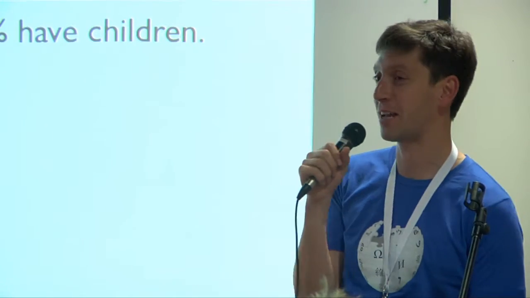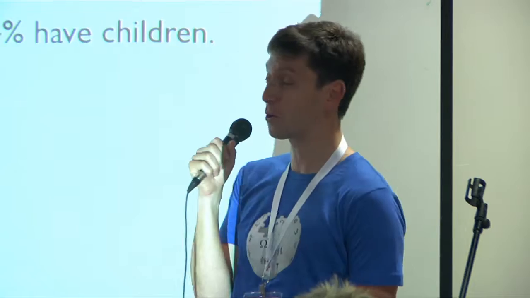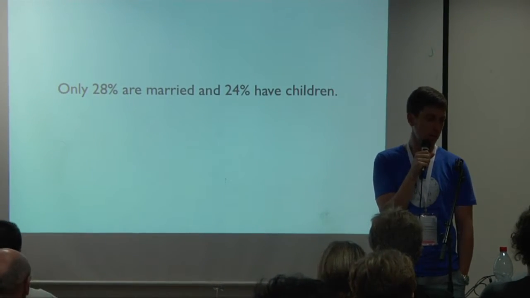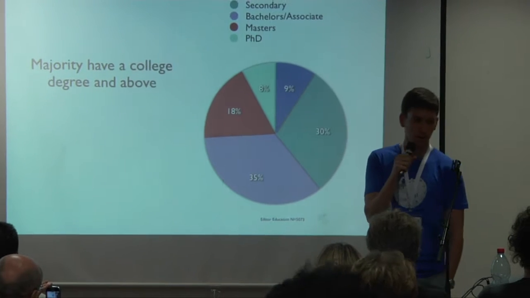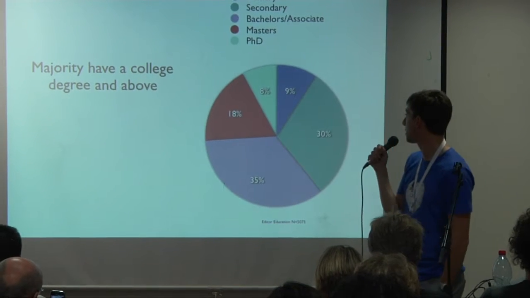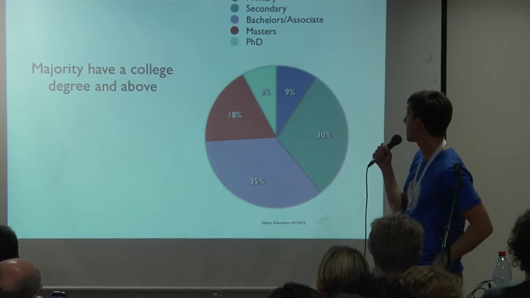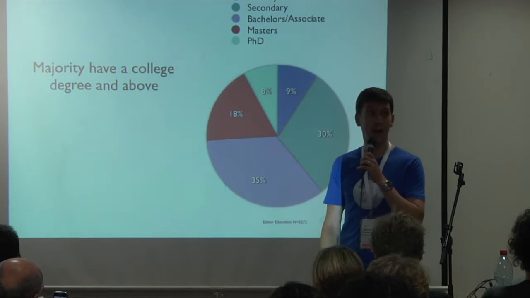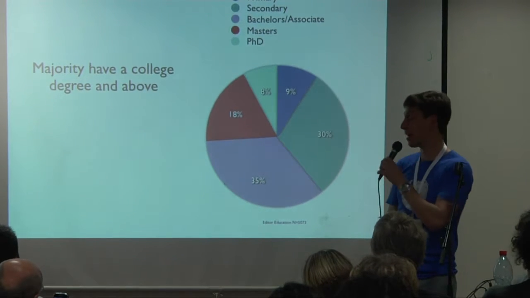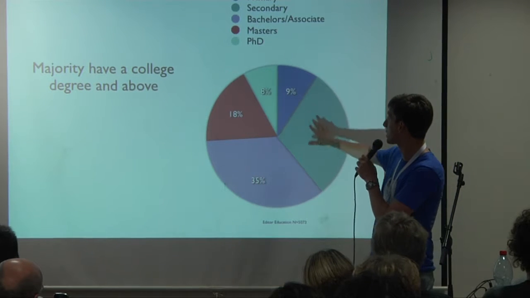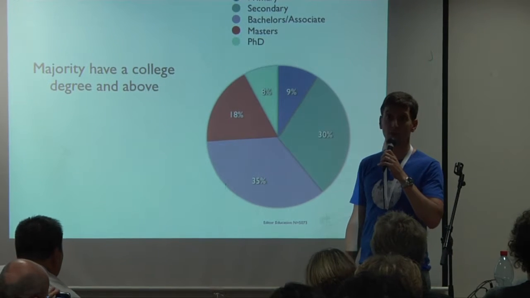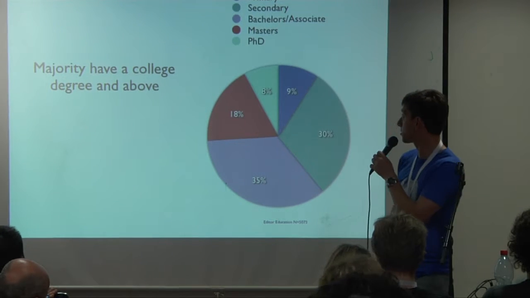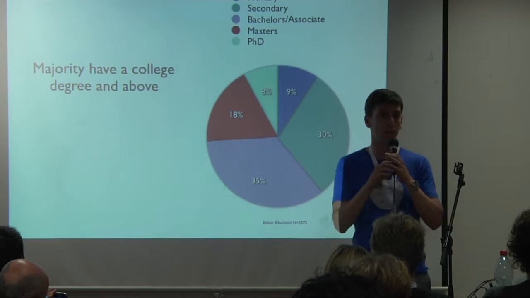20% are married, 24% have children. I think that's just interesting, just general pictures of who you all are. Not surprisingly, the majority have college degrees and above. Interestingly, we have a significant group of high school students who are active editors. I'm sure some of you may be here. I've certainly met some on my travels. Lots of folks who are probably still in university or in studies. And then obviously a lot of folks who have completed their studies or have completed graduate degrees.